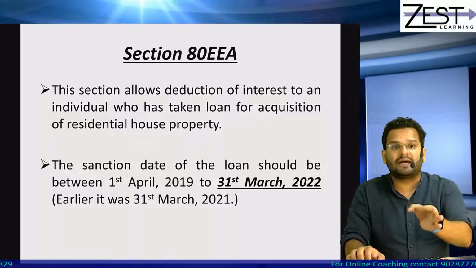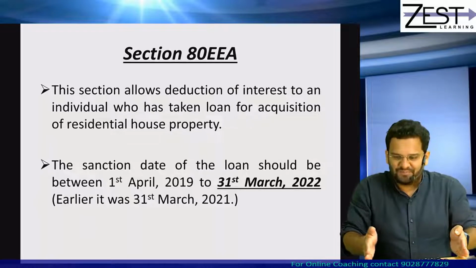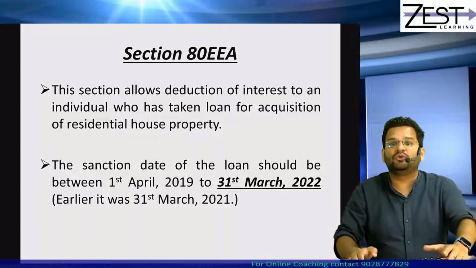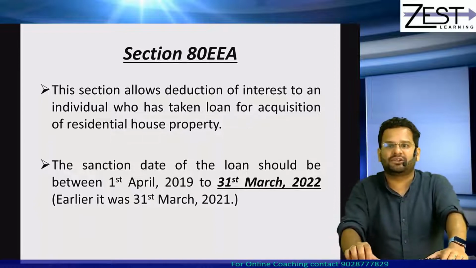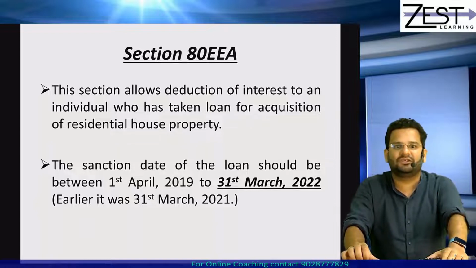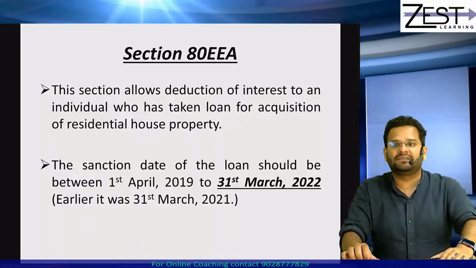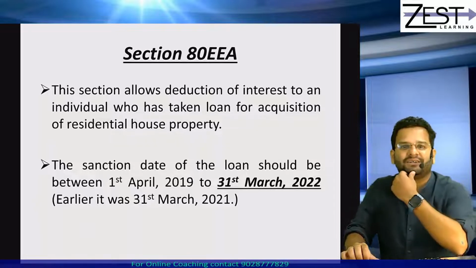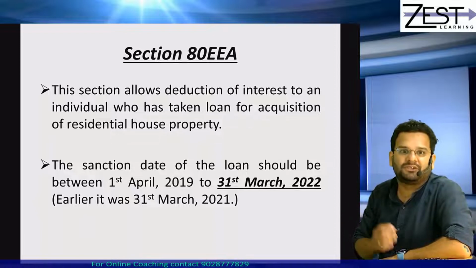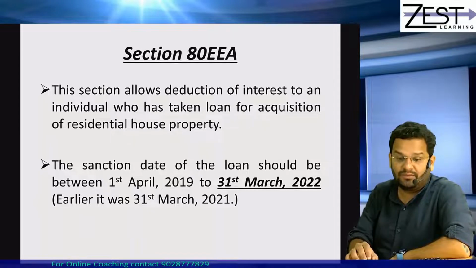In short, if you take a housing loan between 1st April 2019 to 31st March 22, then you are eligible for this deduction. Getting the point? Then you are eligible for this deduction of section 80EEA. Obviously other conditions are to be satisfied. You know what the other conditions are, okay? That the stamp duty value of the property restriction is there, isn't it? So that condition should be satisfied. Let's go ahead.